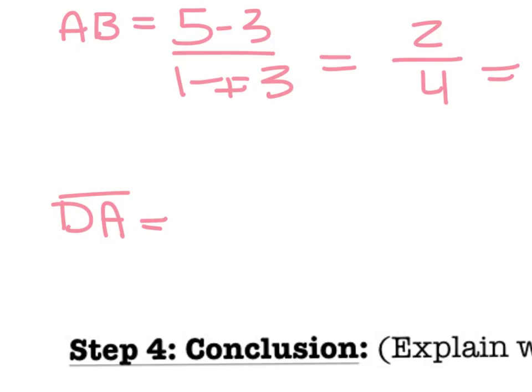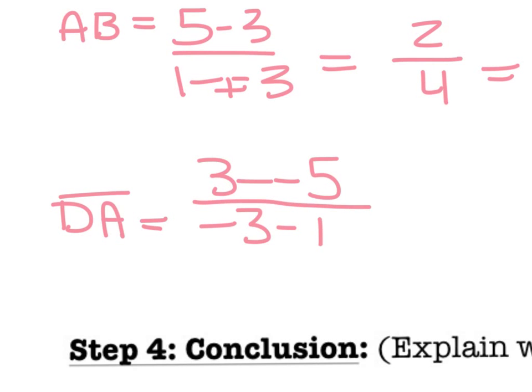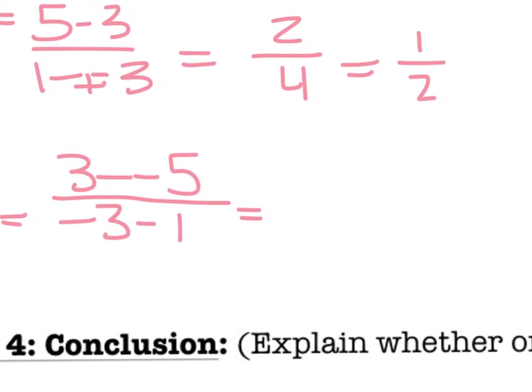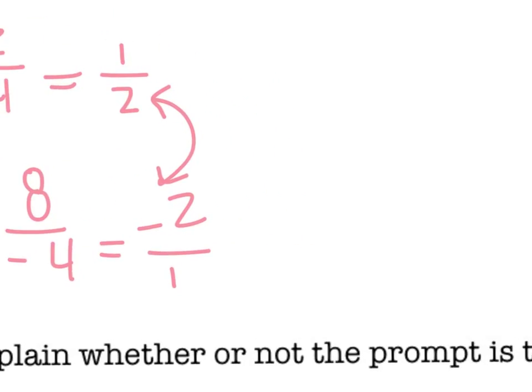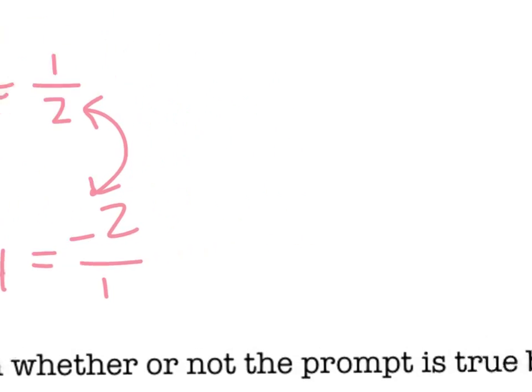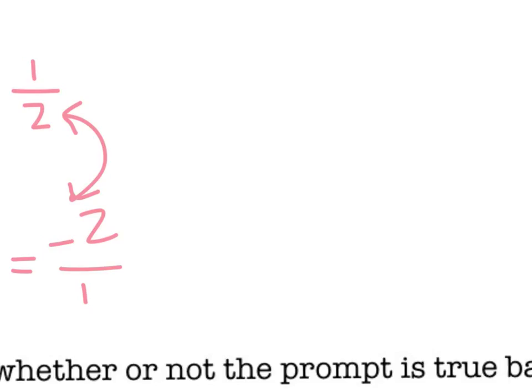Next, we'll move on to line DA and just plug in the numbers again. So we're going to go with 3 minus -5 and -3 minus 1. And then we're just going to simplify this down. So 3 minus -5 is just 3 plus 5, which is 8, over -3 minus 1 is -4, so that's -2 over 1, which as we can see is the opposite reciprocal of this, which proves that they are perpendicular lines, and also proves one of our points about us needing a right angle, or 2 right angles.